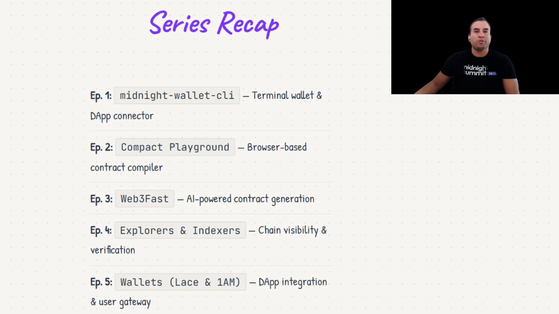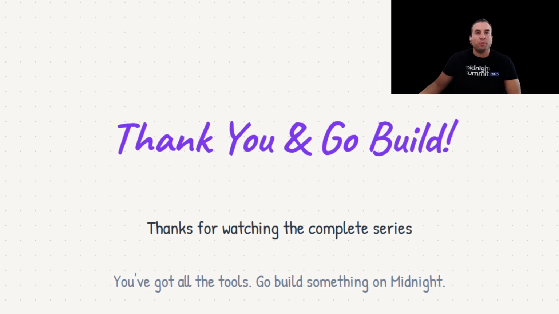You can go from zero to a deployed user-facing DApp with privacy-preserving transactions using just the tools we have covered in this series. Official docs are at docs.midnight.network, and all the community tools are listed in Midnight Awesome DApps. 5 episodes, 5 tools, one complete developer ecosystem. You started with the terminal wallet and ended with browser-based DApp integration. Along the way, you learned compact smart contracts, AI-powered scaffolding, on-chain verification, and now wallet connectivity.